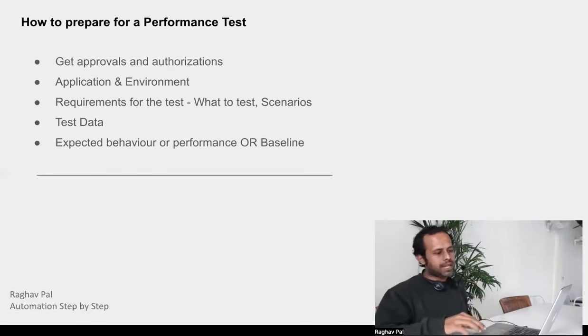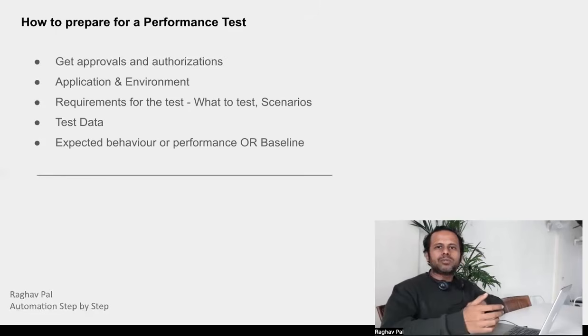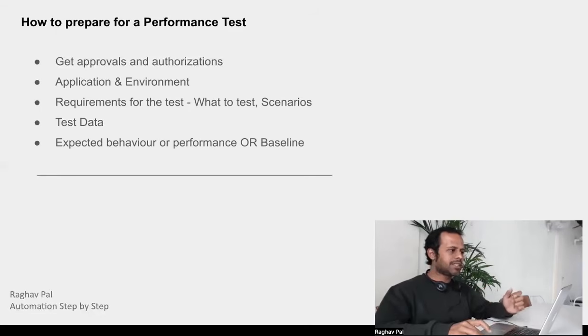Now it may also happen that sometimes you may not get the baseline. In that case, you can create a baseline yourself. For example, you can start with one user and record all the metrics, then increase the load to 5, 10, 50, 100, and so on. And then you keep on recording the performance so that you will get a baseline. Next time, whenever you run your performance test, you can compare against this baseline. So baseline is very important, and this is how you prepare for a performance test.